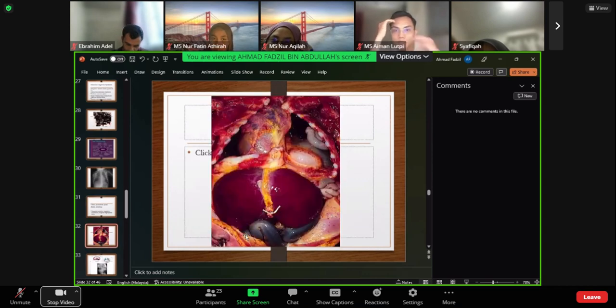This one, who can guess? Who can guess this one? Congenital diaphragmatic hernia.